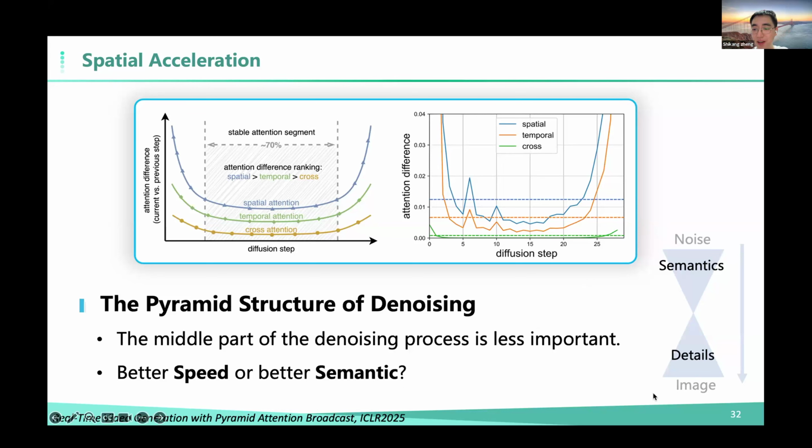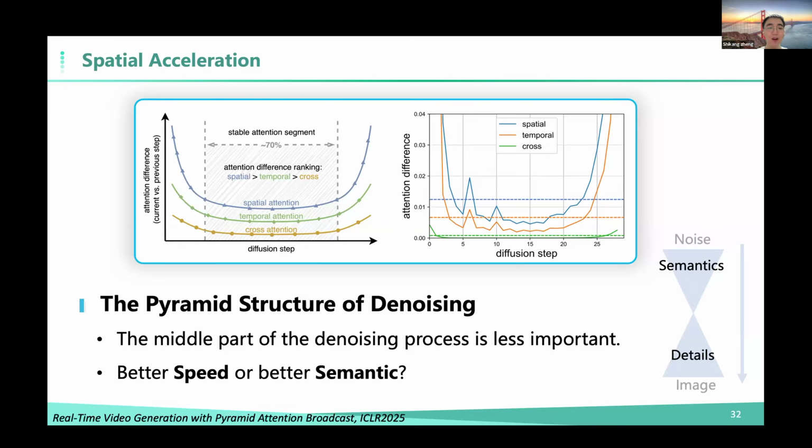But there's a pretty big problem in this mechanism, which is that when you apply these methods to a few-step generation model, there is no middle step. Like for a 4-step or 8-step model, if you try to preserve the full resolution, not only in the last stage but also in the first stage, the actual speedup you can gain is pretty small.